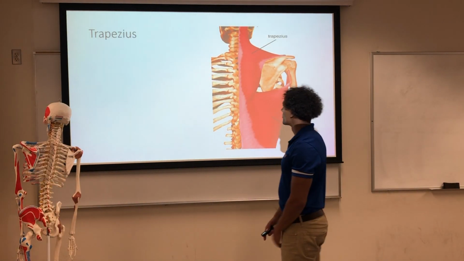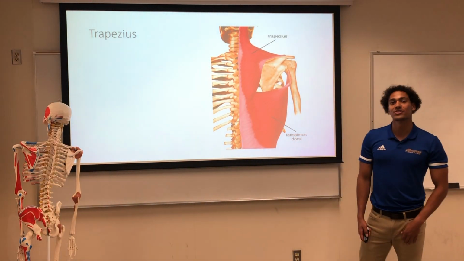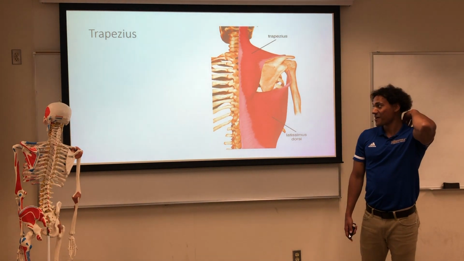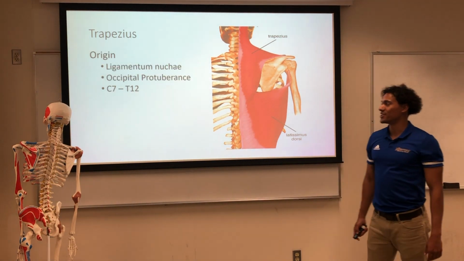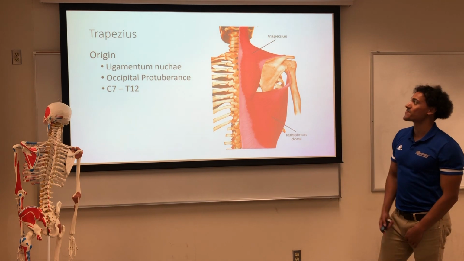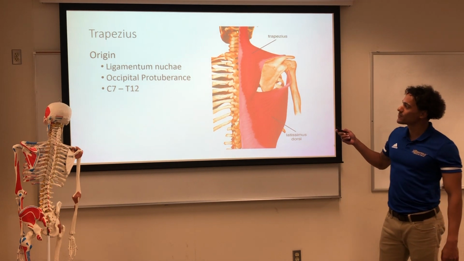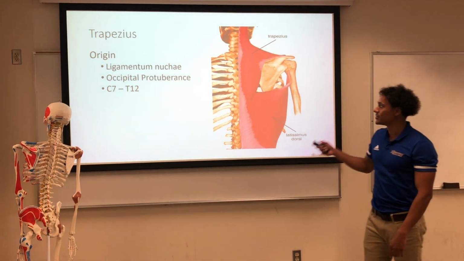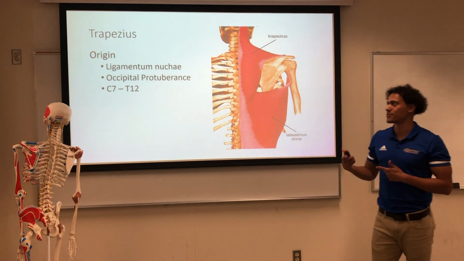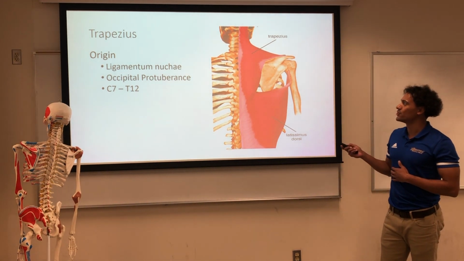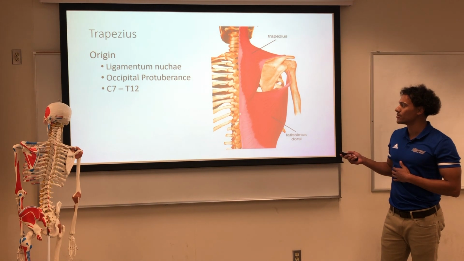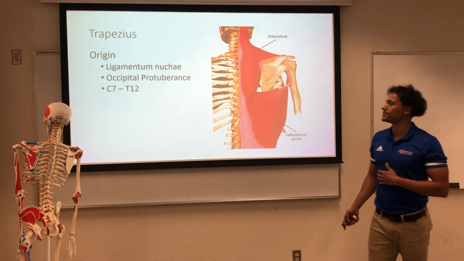First muscle of the shoulder girdle is going to be our trapezius. This isn't just at the top of the scap. It originates at the ligamentum nuchae, also the base of the skull, the occipital protuberance. It's also going to attach on our spine, C7 to T12, going all the way down to about the middle of the back.